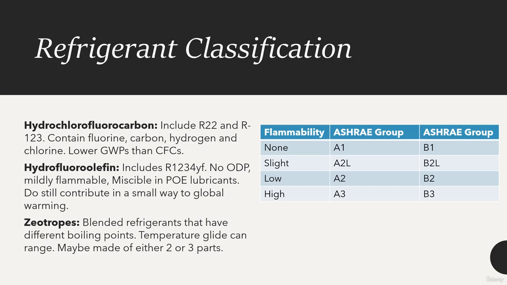Hydrochlorofluorocarbons, or HCFCs, include R22 and R123. They do contain fluorine, carbon, hydrogen, and chlorine. They're lower GWPs than CFCs.